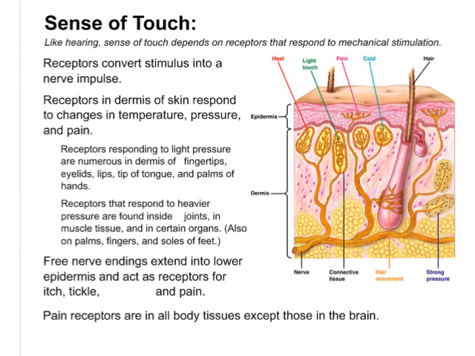Temperature receptors, you can see some of those here. We have heat and cold. Those are also located in the dermis, and all of these give us that sense of touch.